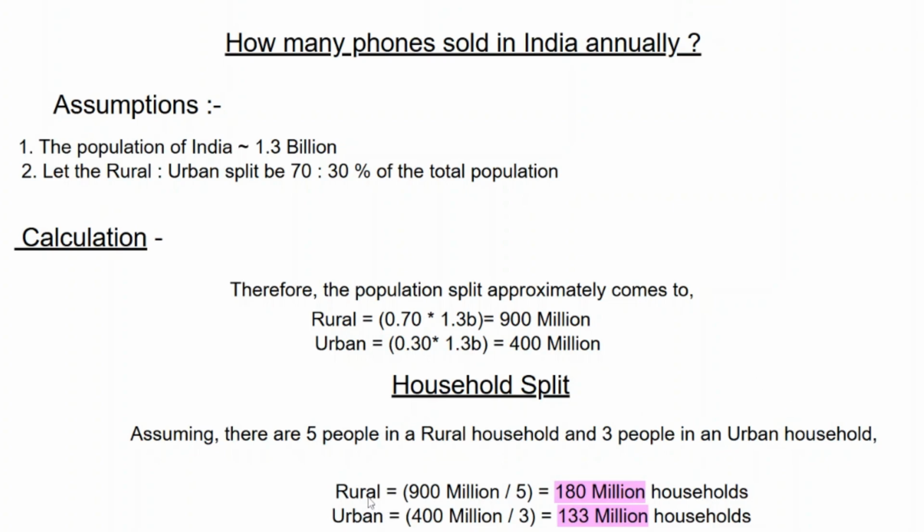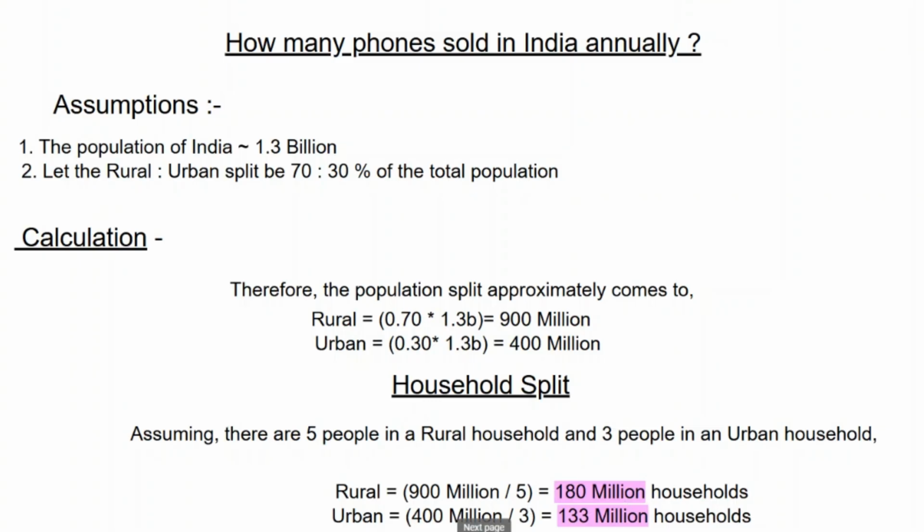For rural and urban, we need to calculate the number of households. So what we do is we divide the total population in rural by the number of people per household in rural, which is 5. So 900 by 5 gives us the total number of households, which is 180 million. Similarly, for urban, it is 133 million households.